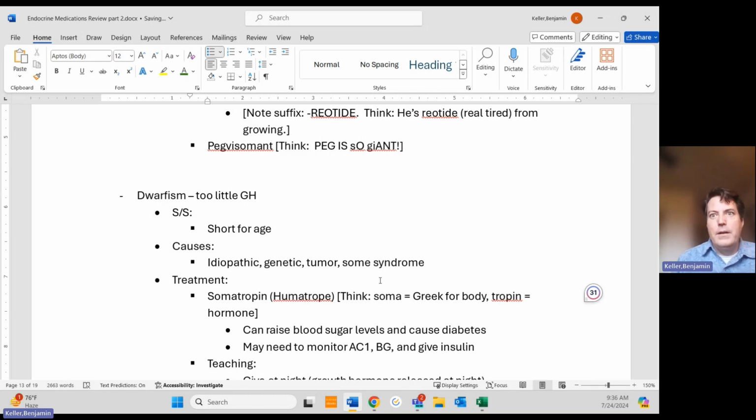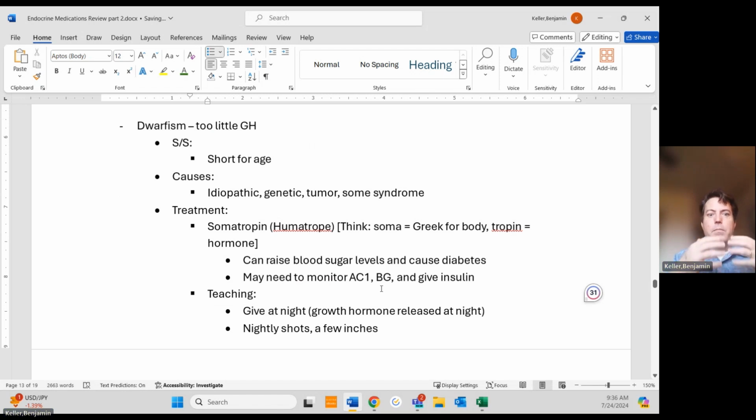And they are receiving somatropin, which is Humatrope. And you can think about this particular medication: soma, which means body in Greek, and tropin, which is hormone. So this is a hormone for the body, literally the body hormone. And so you think growth hormone, the hormone that causes the body to grow. And it can raise blood sugar levels and cause diabetes, so they need to be cautious of that.